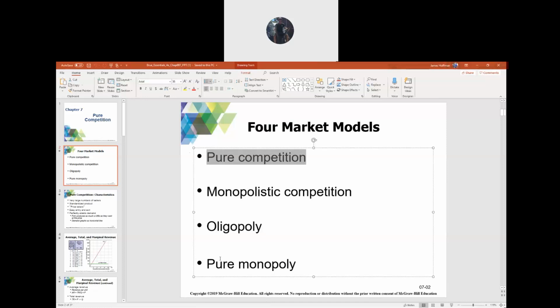And then we'll do the other extreme. The first one we're going to do is really where the firms have no market power. And the other extreme is a pure monopoly, where there's just one firm that has all the power, and these other ones come in between. So we'll cover the 2 extremes today, and then these other 2 next week. Okay, so we'll first start on pure competition, which is for chapter 7.